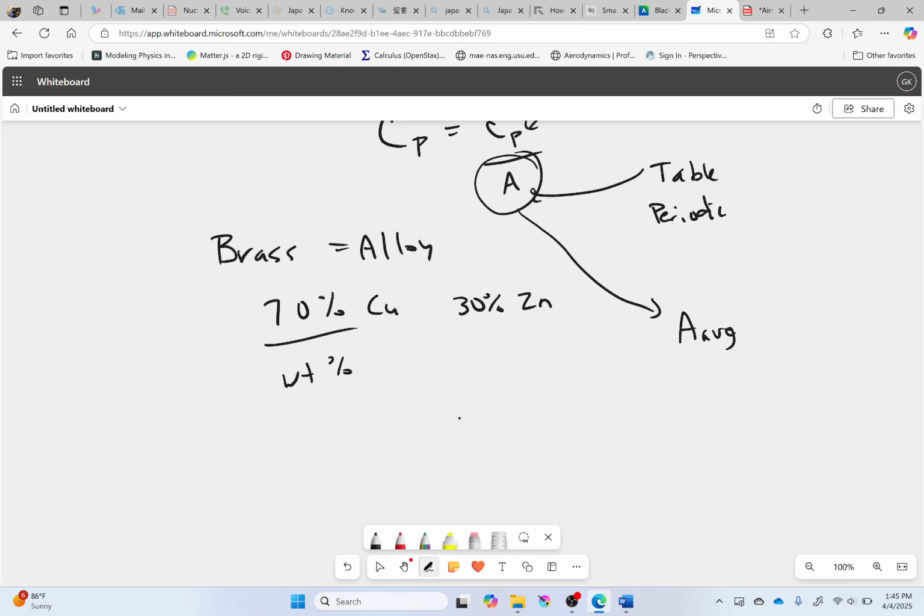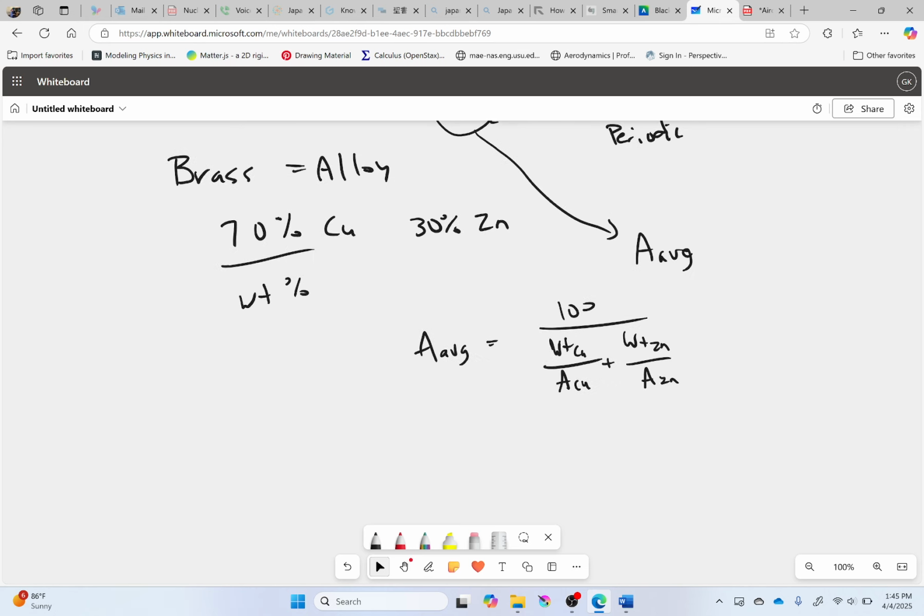Now how do we get the average? Well, the average atomic weight is equal to 100% over the weight percent for copper over the atomic mass of copper, plus the weight percent for zinc over the atomic weight of zinc. Perfection. This will give me my average atomic weight.